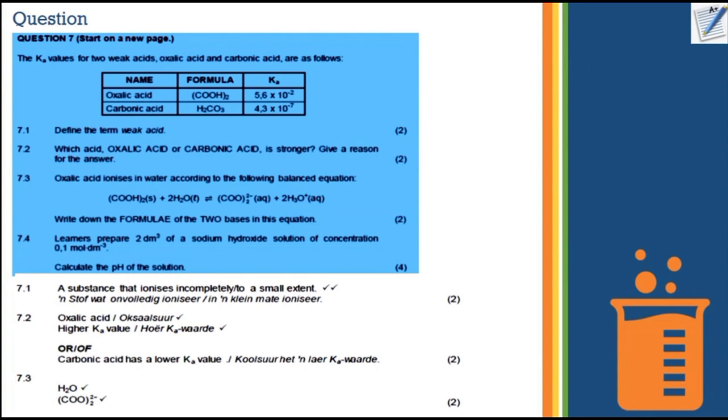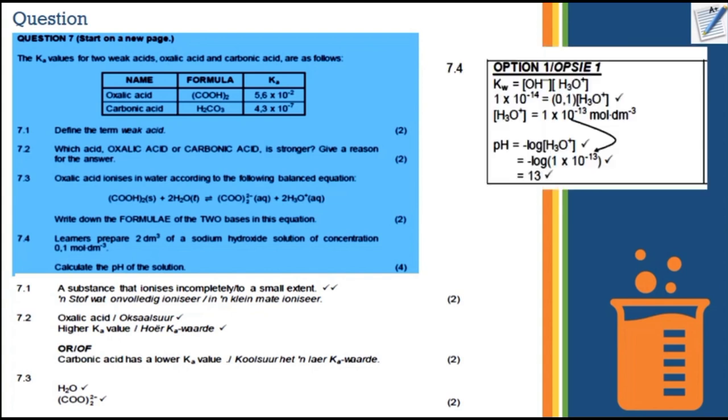So there's the first one. All right. And then (COO)2 2 minus. That is the conjugate base of the other one there as well. So those are the bases there. All right. Very, very important. Okay. So there we have that. Moving on, we have the next question.